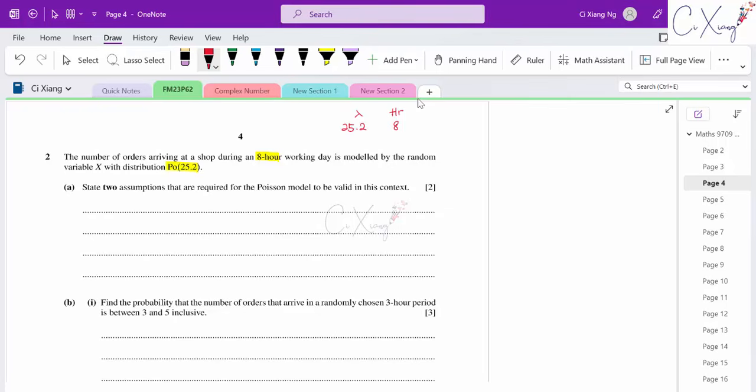Okay, they want us to state two assumptions that are required for the Poisson model to be valid in this context. When we want to have the Poisson model, for this case we are talking about the number of orders. So orders must arrive at a constant mean rate. Okay, then the second assumption is the orders must arrive at random.